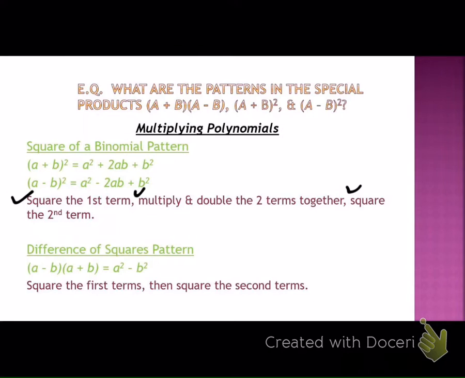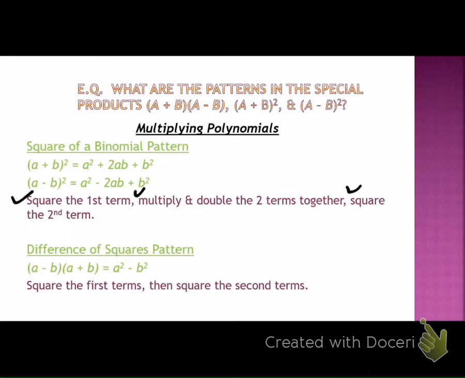The second kind, pick up your highlighter, is the difference of squares pattern. The difference of squares. Now, if I'm asking you to find the difference to a problem, what kind of a problem is it? The difference is the answer to what kind of a problem? Subtraction. So keep that in mind because we'll talk about that again here in a second.